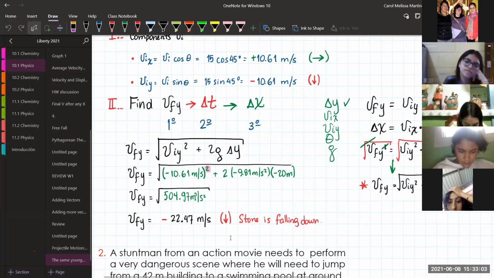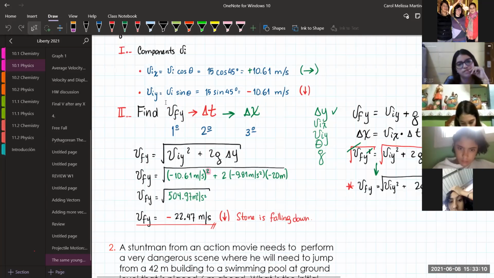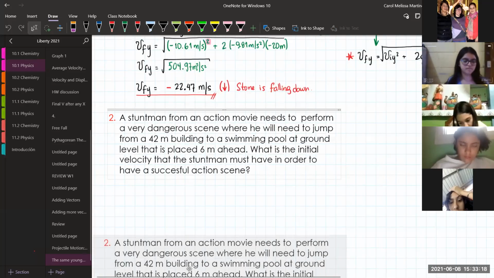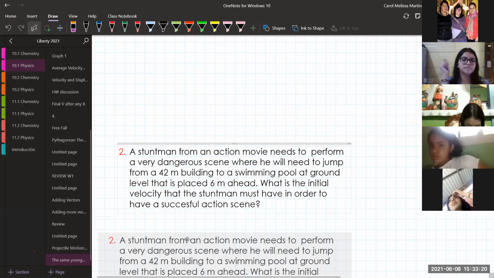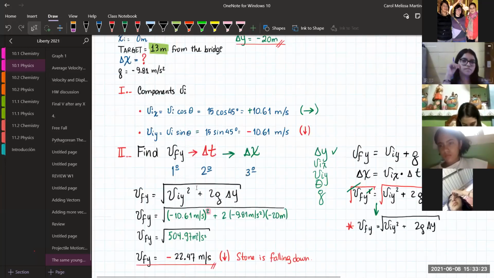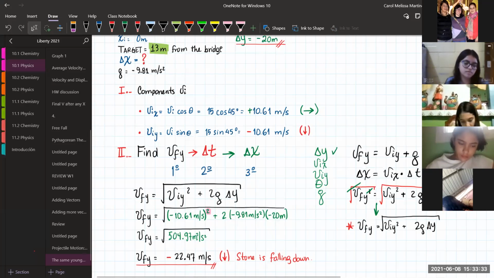So this is your final velocity in y. Now we need to move into the next steps. Remember, now that you have the final velocity, you can get the time. Now, what equation am I going to use to find the time? I can use two equations. Two equations involve time. Could be this one or could be this other.